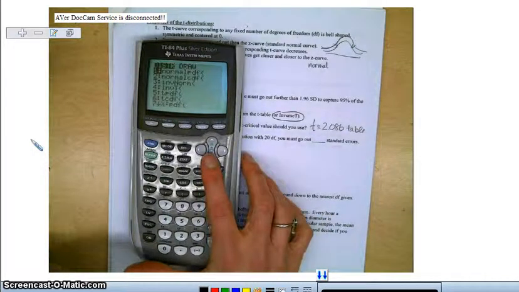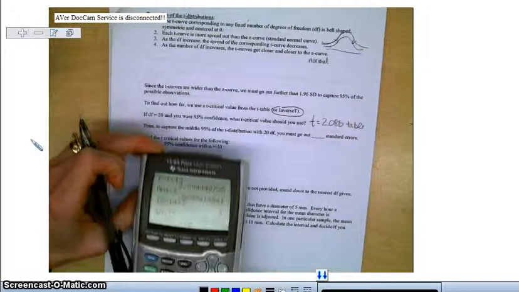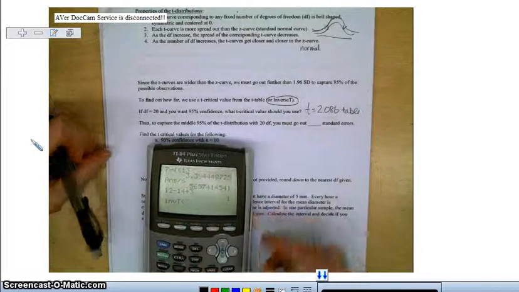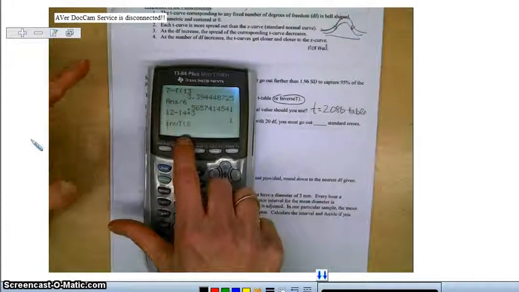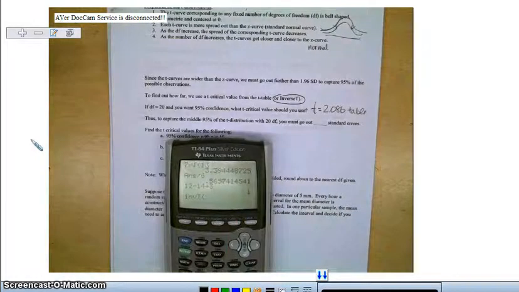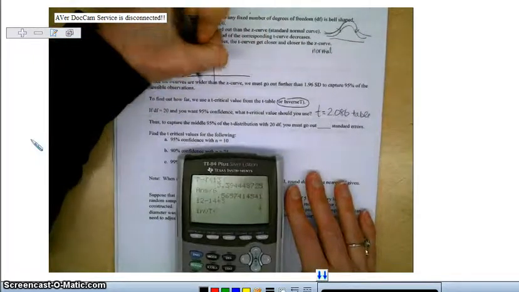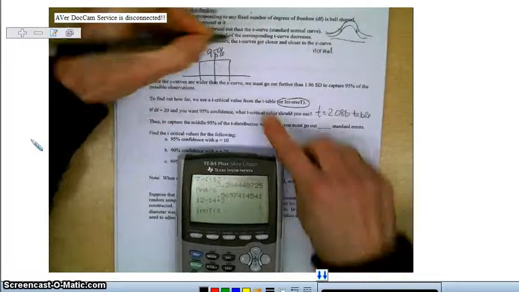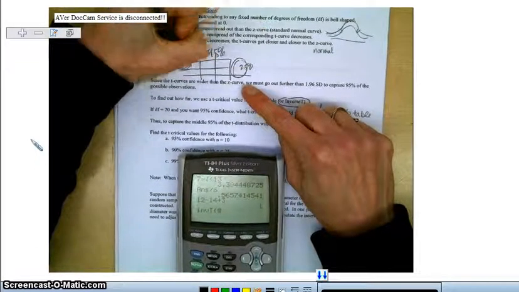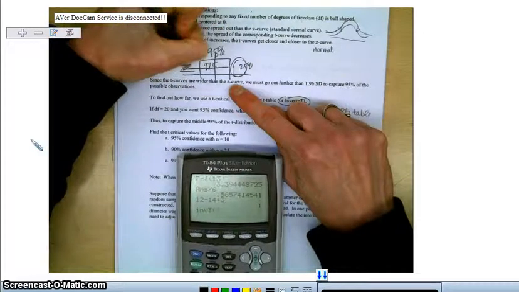What do you see right below inverse norm? Inverse t. Now we need to think exactly the same way we did before. We can't just type in 0.95. The command in inverse t and inverse norm is area to the left. Whenever you're doing a confidence interval, you're dealing with the middle percent. So what we're dealing with here is the middle 95%. So what percent is up here? 2.5%. So what percent is down here? 97.5% is everything below that.